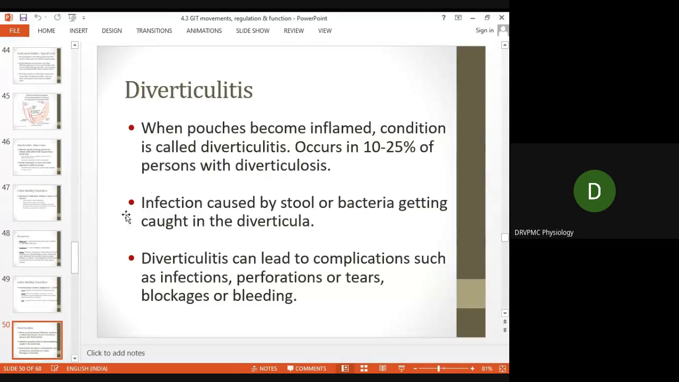A diverticulum is an abnormal pouch-like opening in the large intestine. If there is infection by stool or bacteria, it gets caught in the diverticulum, and then that pouch becomes inflamed. That is called diverticulitis. Diverticulitis can lead to complications such as infections, perforations or tears, blockages or bleeding.